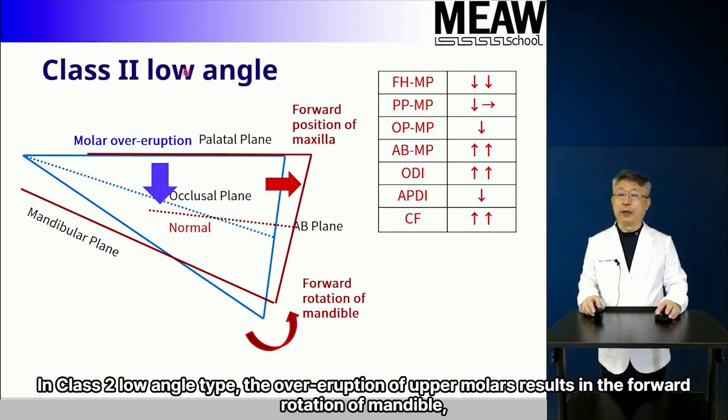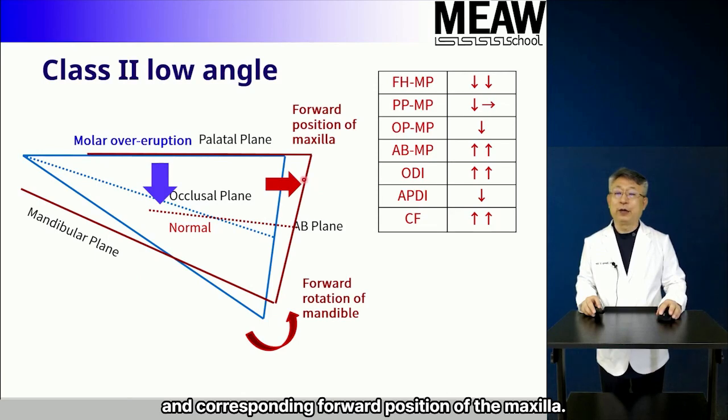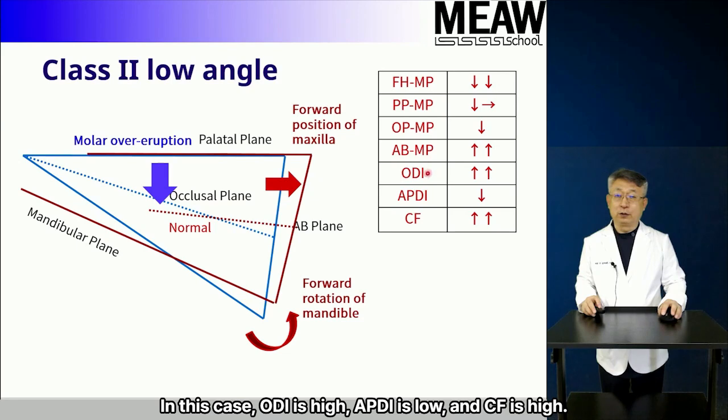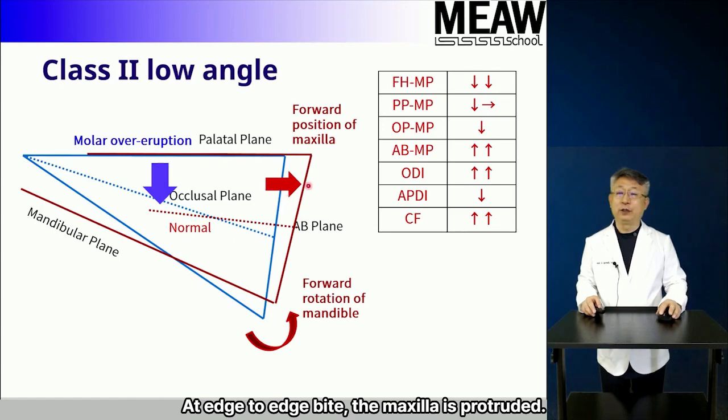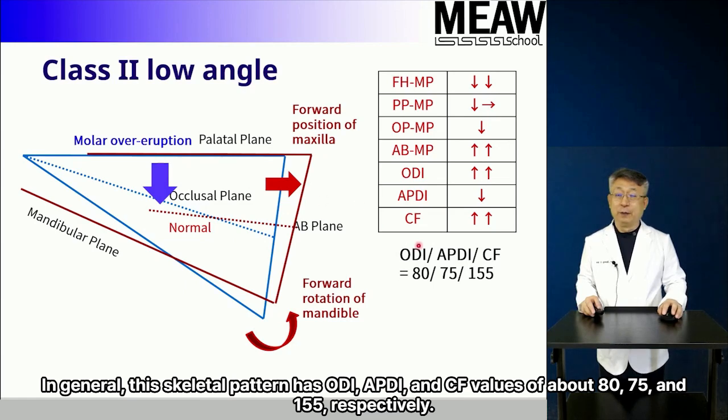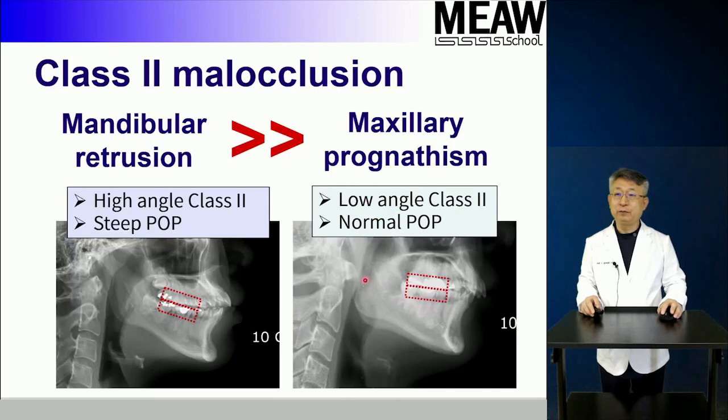In Class 2 low-angle type, the overeruption of upper molars results in the forward rotation of the mandible and corresponding forward position of the maxilla. In this case, ODI is high, APDI is low, and CF is high. At edge-to-edge bite, the maxilla is protruded. In general, this skeletal pattern has ODI, APDI, and CF values of about 80, 75, and 155, respectively.